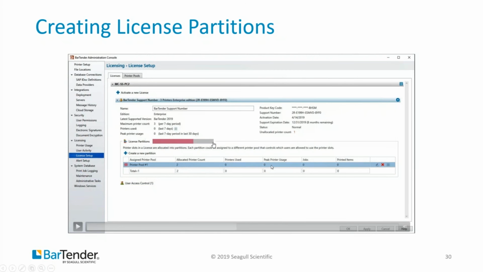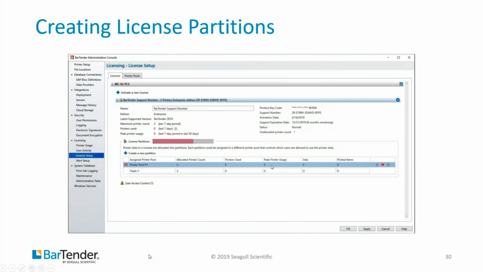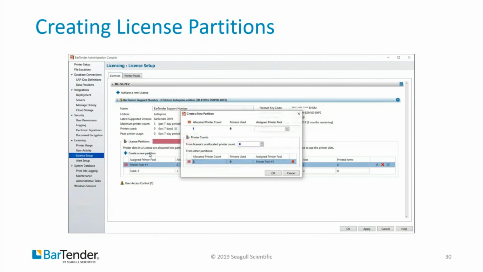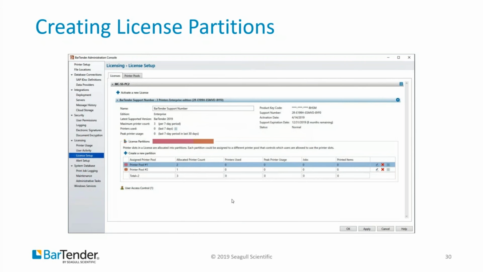So you'll have this little graph here where it explains visually what is going on with your partitions. So I'm going to click on create a new partition here. I'll create a new partition. I can assign it to a printer pool if needed. I can give it whatever number of printers I want allocated to this particular partition. And at this point it is unlocked, but we're going to cover user access.